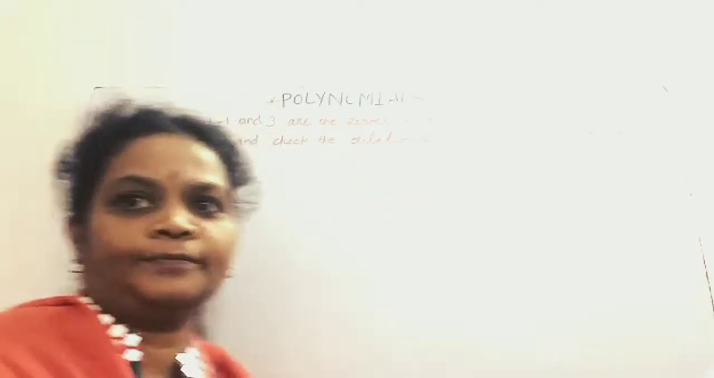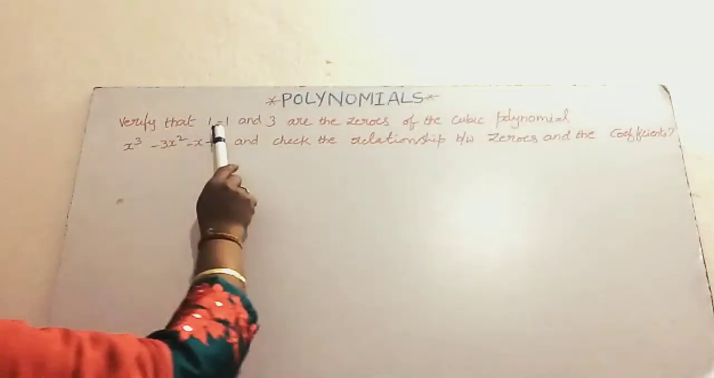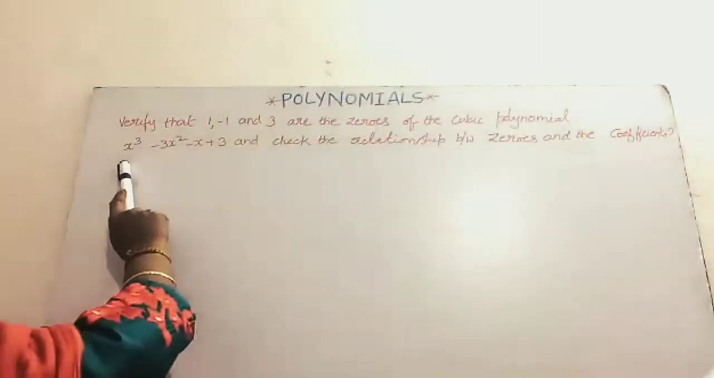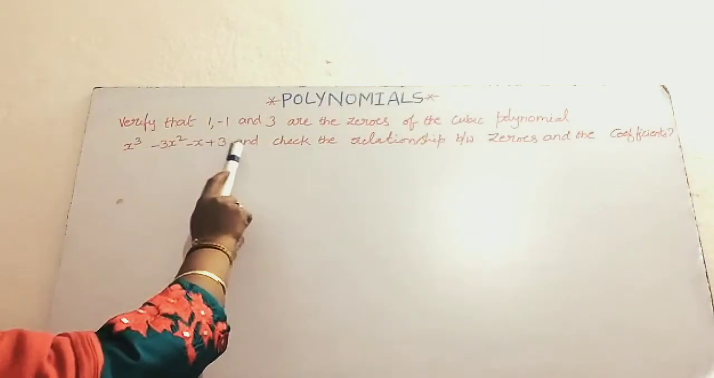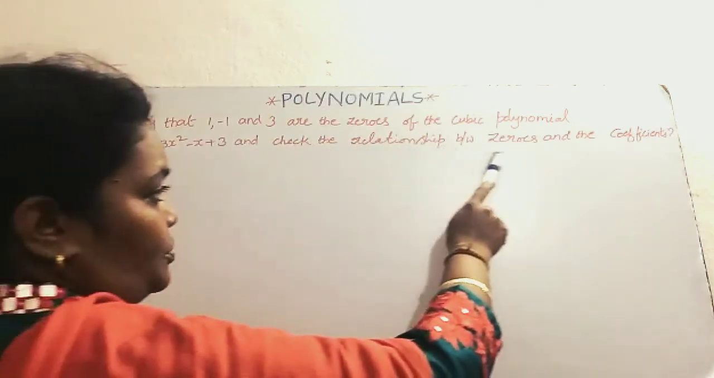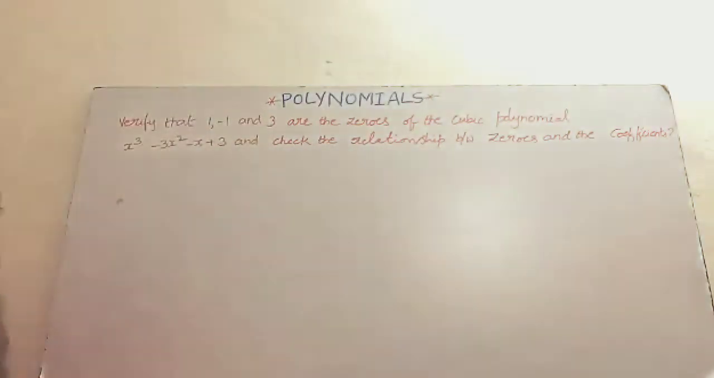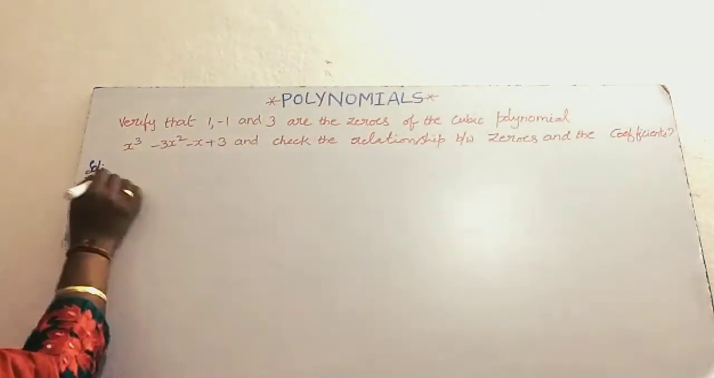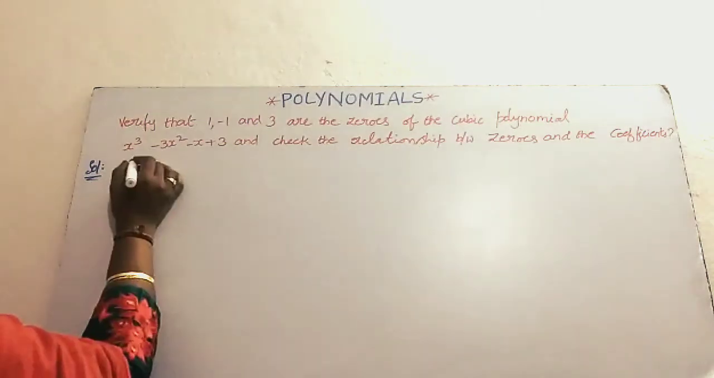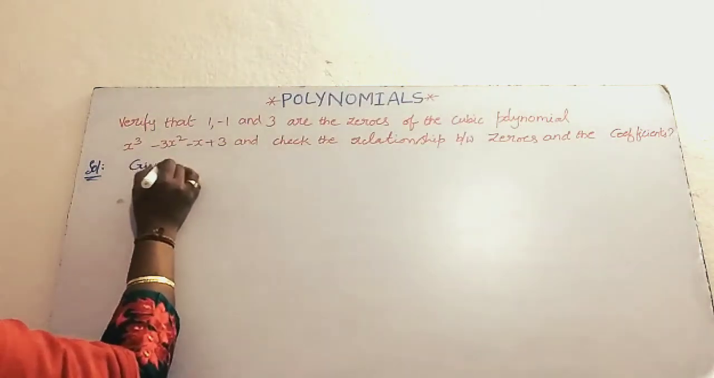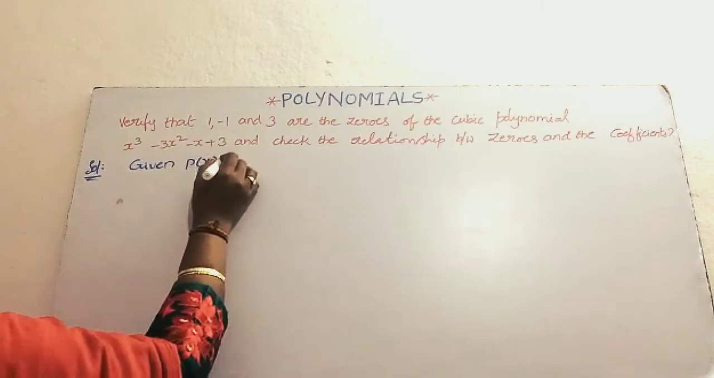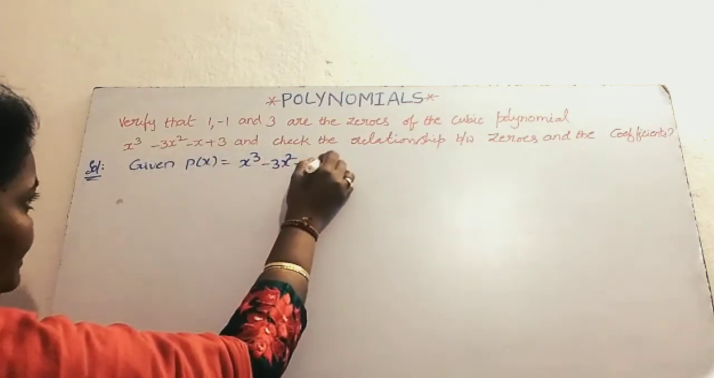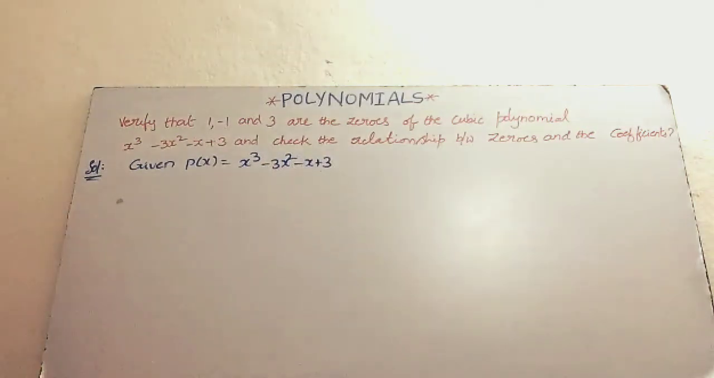So next problem. Verify that 1, minus 1 and 3 are the zeros of the cubic polynomial x cube minus 3x square minus x plus 3 and check the relationship between zeros and the coefficients. So first, what they given: polynomial p of x equal to x cube minus 3x square minus x plus 3.